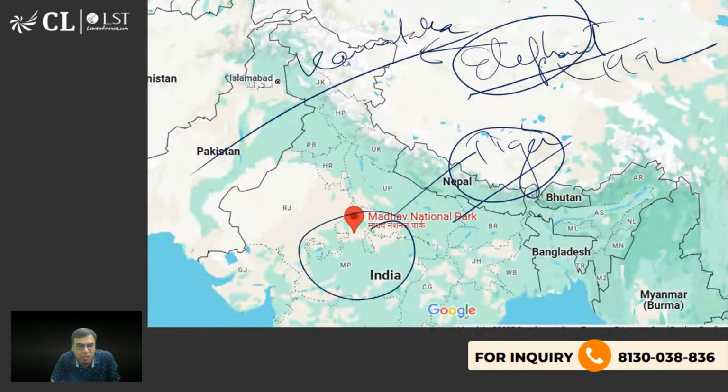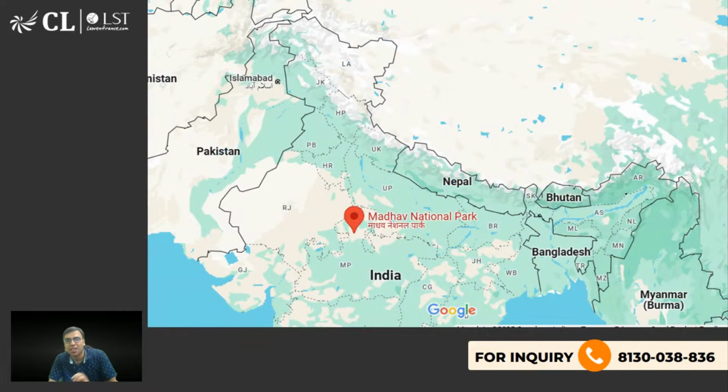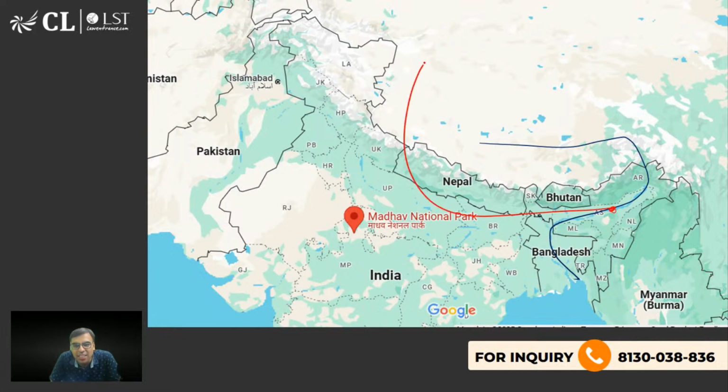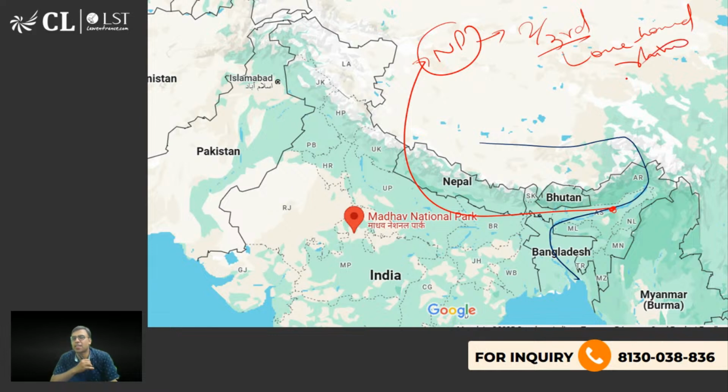Since you are asking about rhinoceros, now I have a question. This is a river, please tell me the name of the river, and on the bank of this river there is a national park which is famous for hosting almost two-thirds of the one-horned rhinoceros. Please tell me the name of the river and the name of the national park.